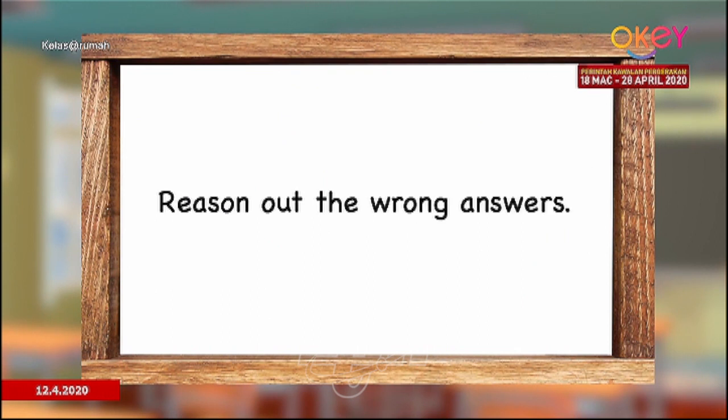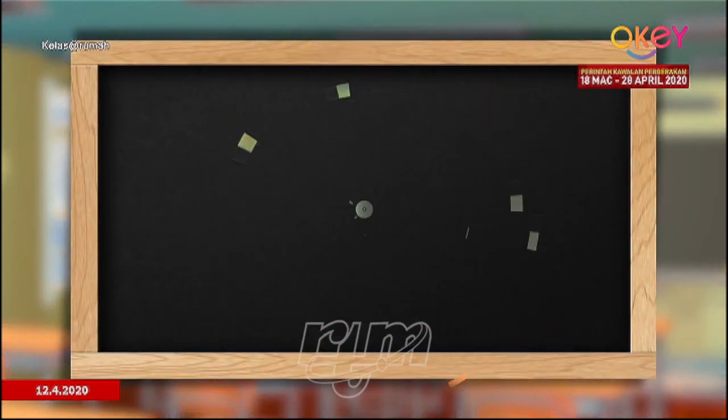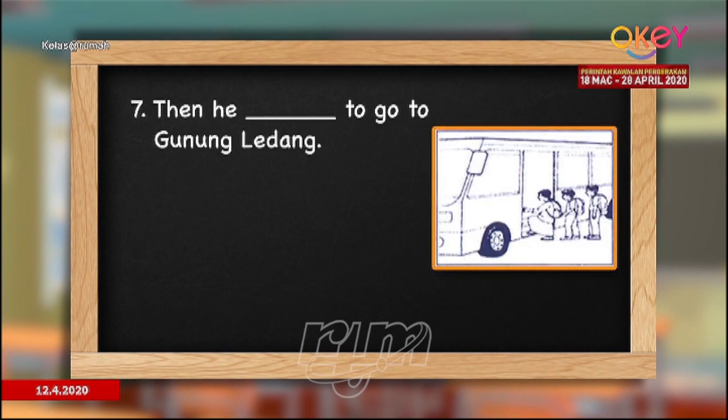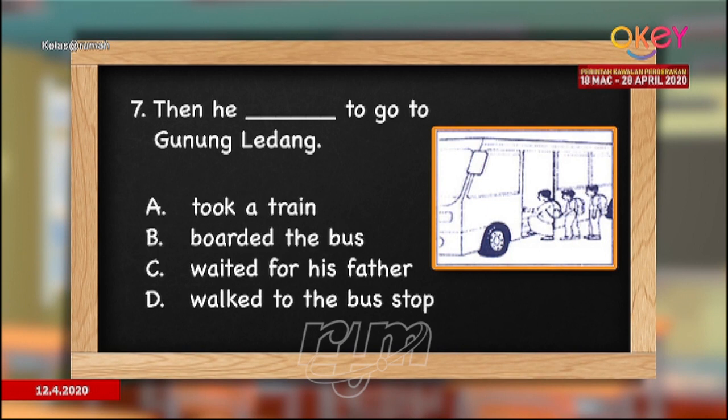Reason out the wrong answers. Use logic to weed out the wrong answers. Let's say you have no idea what the answer is. It's okay, don't panic. You can always cross out the wrong answers. Let's try out with question number 7. Then he to go to Gunung Ledang? The options given are A, took a train, B, boarded the bus, C, waited for his father, D, walked to the bus stop.